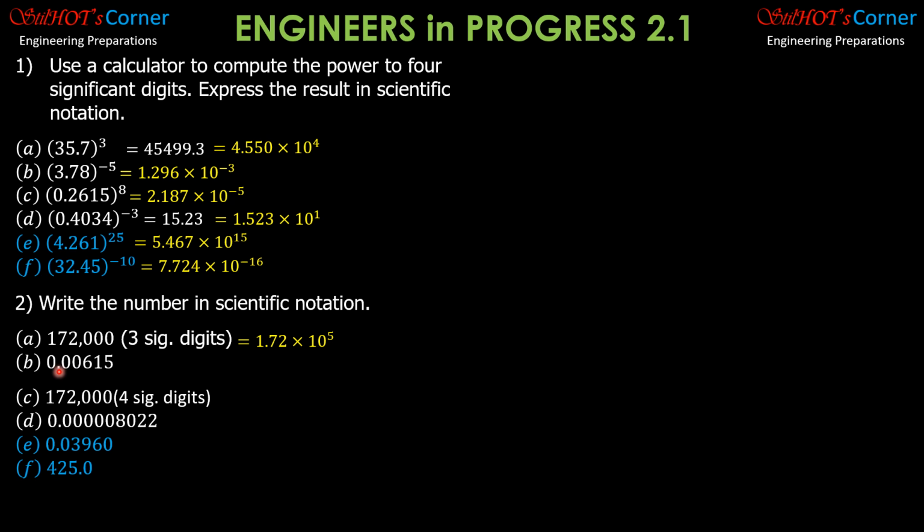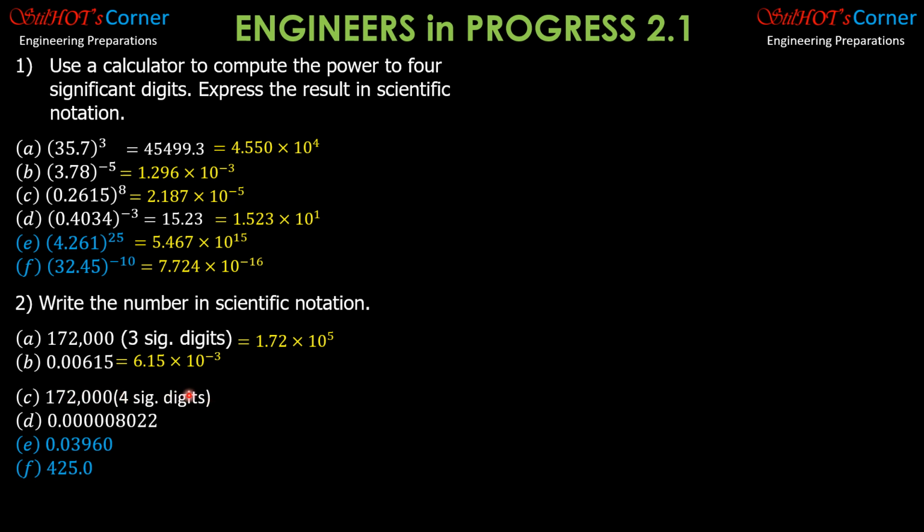The next one is moving the decimal to the right. We'll have power of 10 raised to a negative power. So 1, 2, 3. So this is 6.15 to 3 significant figures times 10 to the negative 3. So we move the decimal 3 places. So this is 6.15 times 10 to the negative 3.